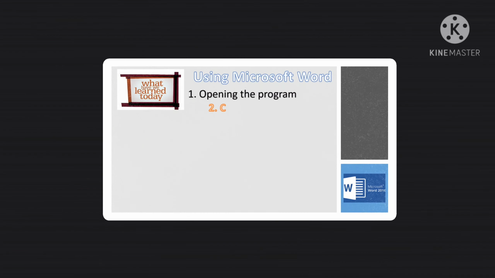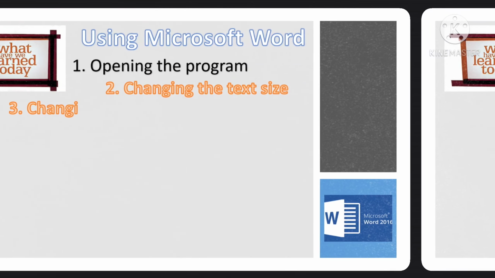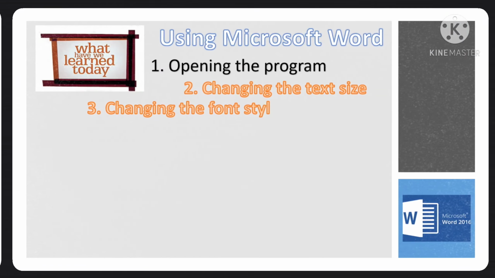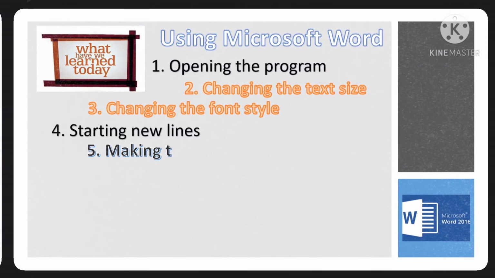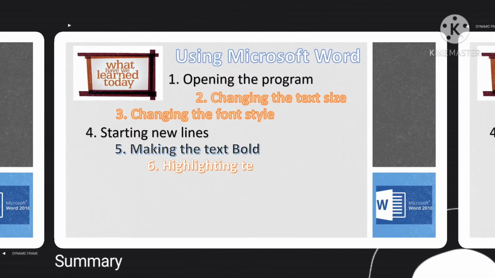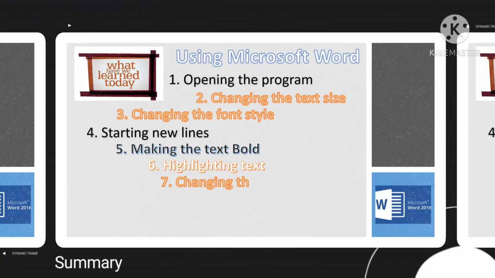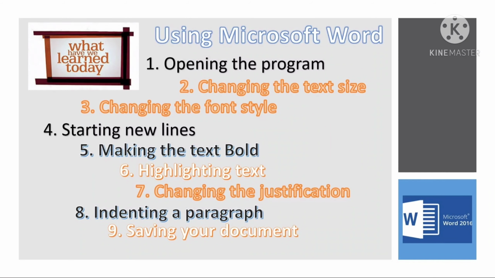Okay, what we have learned today about using Microsoft Word: first, opening the program; second, changing the text size; third, changing the font style; fourth, starting new lines; fifth, making the text bold; sixth, highlighting text; seventh, changing the justification; eighth, indenting a paragraph; and the last, saving your document. Okay, I hope you all understand. Thank you so much.